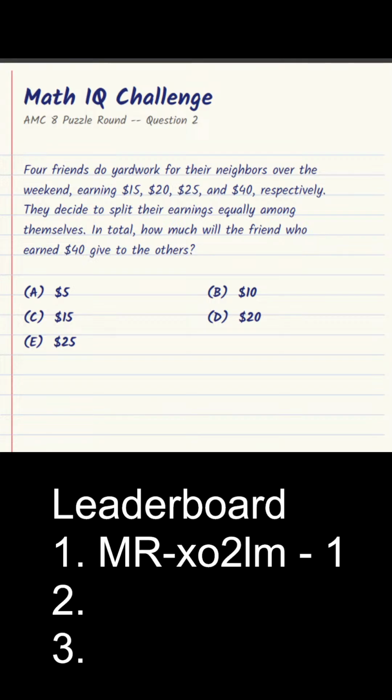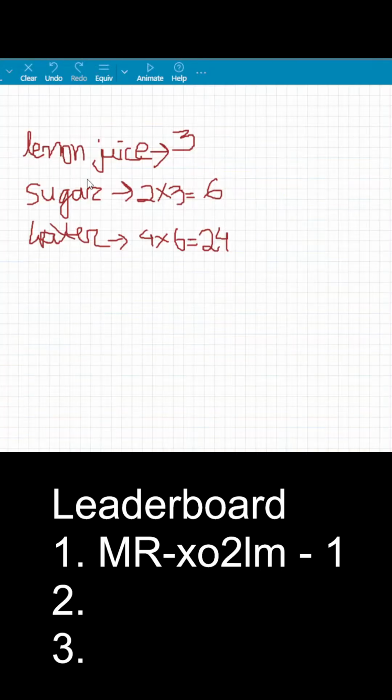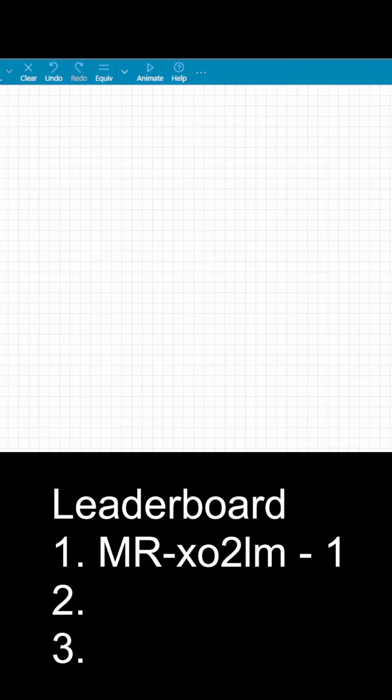Okay, so let us do the solution of this and find out why C is the correct answer. So we are given that the earnings of the four friends are as follows: $15, $20, $25, and $40.